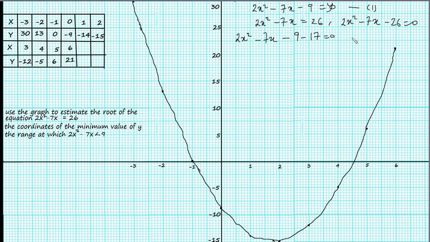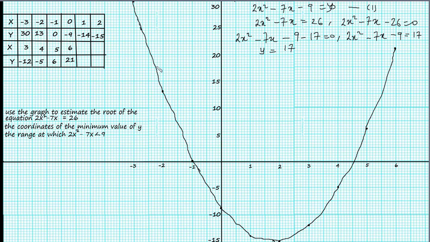So 17 will go to the other side. So you now say 2x squared minus 7x minus 9 will be equal to 17, because when 17 comes here, it becomes minus. And we know that our 2x squared minus 7x minus 9 is equal to y. So our y will be equal to 17. So we are going to draw the line at 17 and see where it crosses the graph.